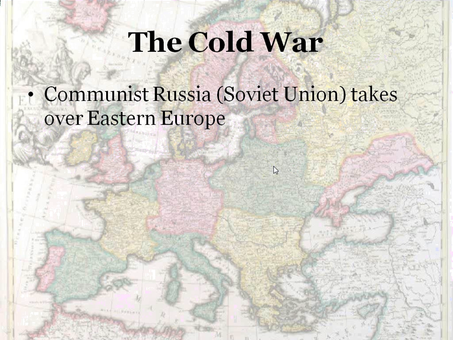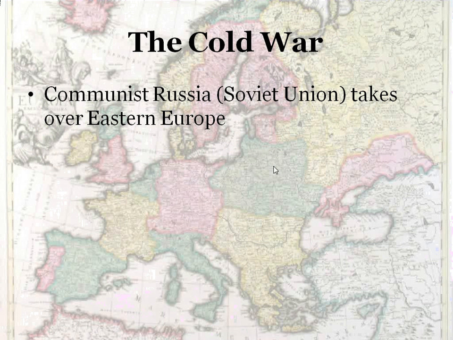Communist Russia, which becomes known as the Soviet Union, takes over all of Eastern Europe. Poland, Czechoslovakia, Romania, Bulgaria, Hungary, all become little puppets. They all become controlled. Your book called them satellites of the Soviet Union. They can't do anything without the Soviet Union giving them permission.